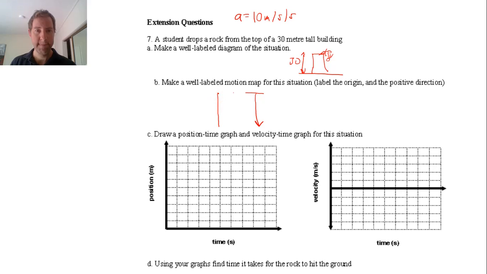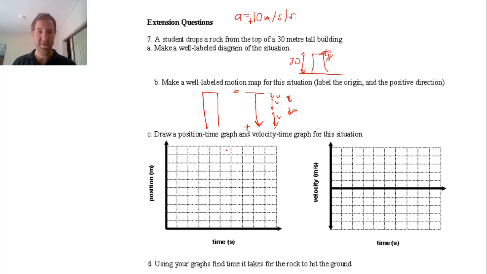Here's my building. I'm making the origin where the rock starts from. So there's 0, and I'm making my positive direction down this way. So the rock is close together and gets further apart. So little arrows, bigger arrows, bigger arrows. Velocity, velocity, velocity, and in between is acceleration. So the acceleration arrows are going down this way. The great thing about the motion map, it gives me a clear idea of what's positive, what's negative. In this case, because I've chosen my motion map this way, velocity and acceleration are both positive. So my acceleration is positive 10.